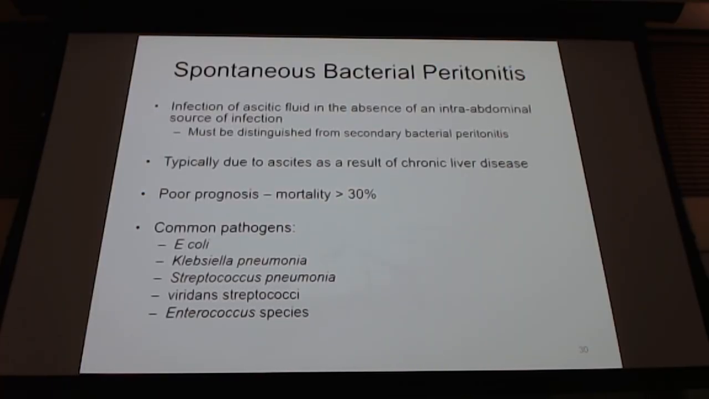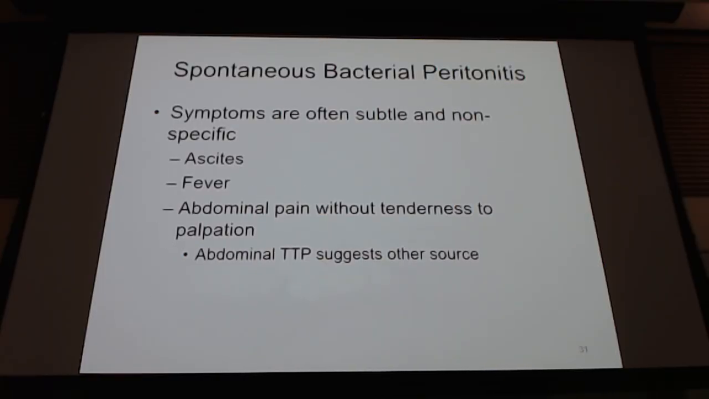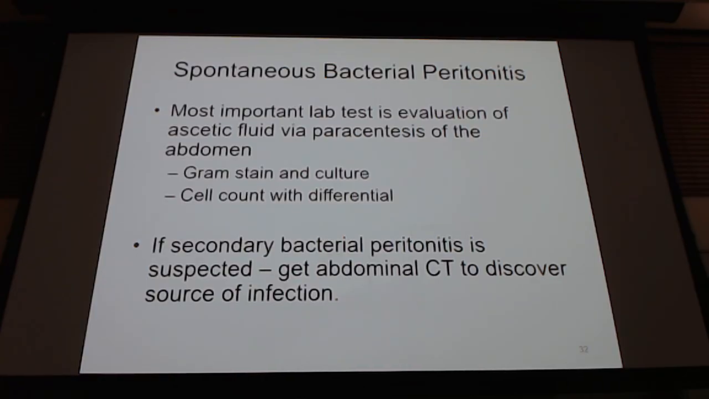So how do we know that things are going this way? They can be subtle and non-specific, but they're going to come in with ascites. Again, fever should be what tips you off that you need to go another way. This is just a normal ascites. So abdominal pain, usually without tenderness on palpation. If we are having some tenderness on palpation, we need to think that maybe this is not a peritonitis. People can have ascites and fever for a number of different things, but I want to make sure we don't miss that. So again, paracentesis is how we handle this.